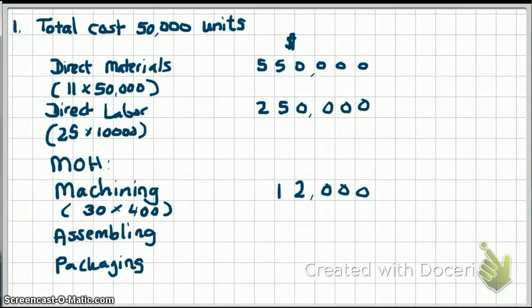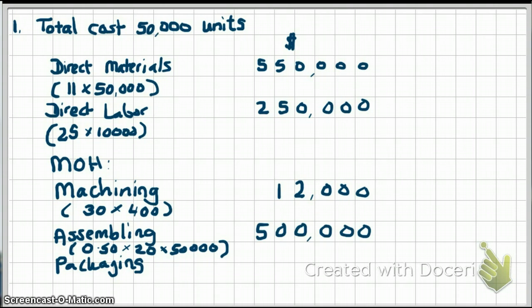Next, let's take a look at assembling. Assembling is allocated based on the number of parts. The number of parts per car seat is 20, and we are manufacturing 50,000 car seats. So we've got to multiply 20 by 50,000 to come up with the total number of parts. And then the activity rate is 50 cents per part. So for assembly, you're going to allocate 50 cents times 20 times 50,000, a total cost of $500,000.